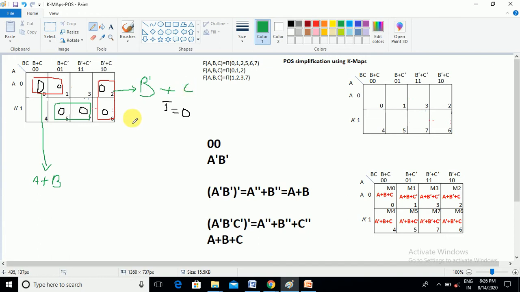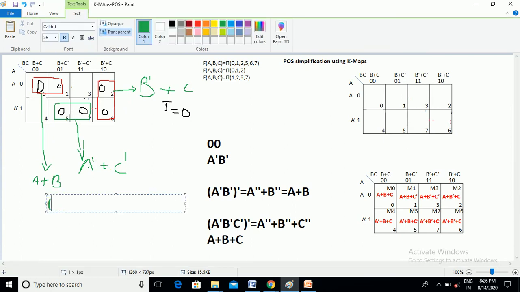Now the next group is 5 comma 7. Who are common in 5 and 7? A dash and C dash are common, so A dash plus C dash. Okay, now all group answers are identified. Then you write the function as the output. What is your function output after minimization using the K-map?